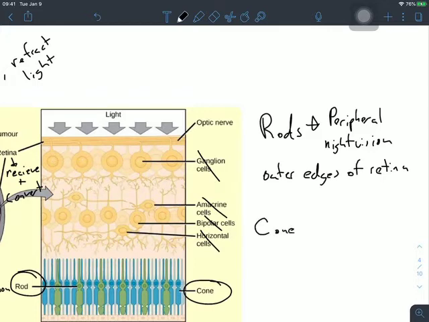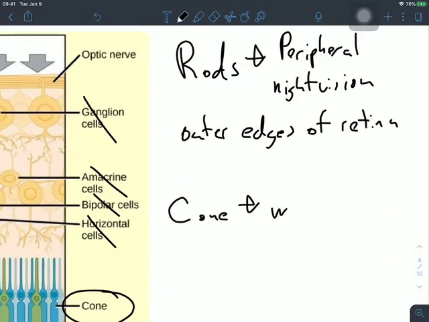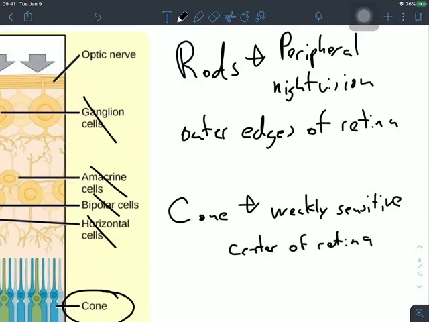Cones are very different and quite fascinating, both from a physiological and a genetic perspective. Cones are actually very weakly sensitive. They're focused on the center of the retina, and they detect bright lights because you want that, or rather you want them detecting bright lights because they are weakly sensitive. They are going to be able to detect these major fluctuations in the presence of light, but also the presence of different colors.